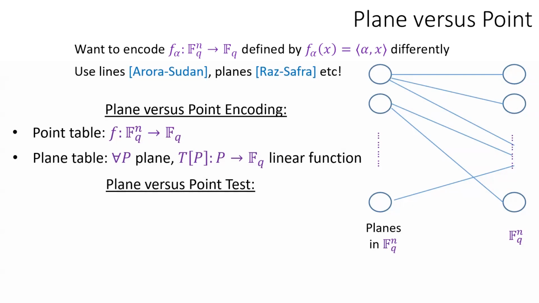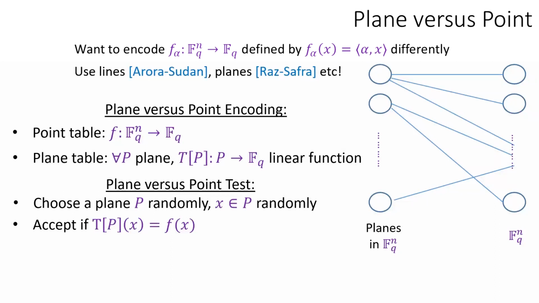Well, again, it's natural. The planes are of which dimension? Planes 2. So when I say plane, I just mean dimension 2. So the plane versus point test is the test where you pick a plane P uniformly at random, you pick a point X from P uniformly, and then you check that the planes table, when evaluated at P, agrees with the points table at X. Just check consistency.